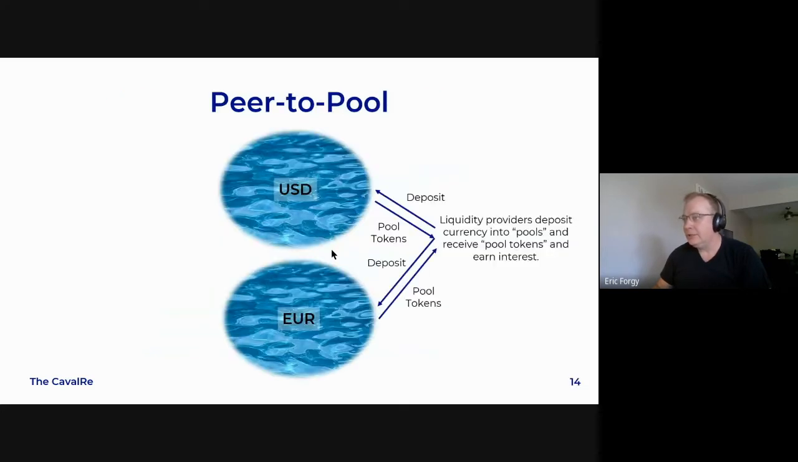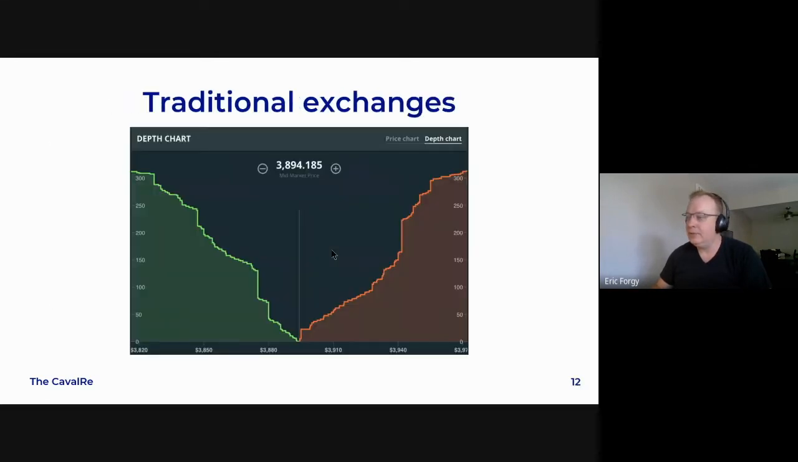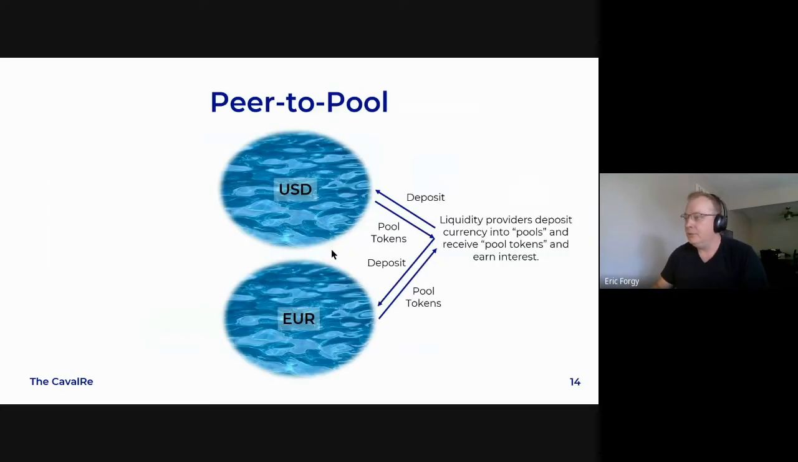And that's peer-to-pool, so you have a pool of assets. Instead of, in this one, a pool of assets, you have a pool of orders, where people want to buy something and people want to sell something. But here, you don't have a pool of orders. What you have is a pool of assets.